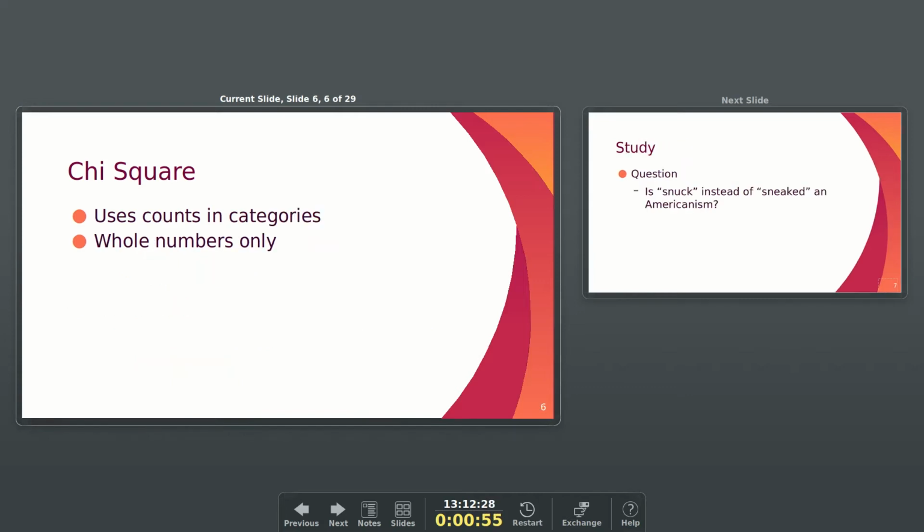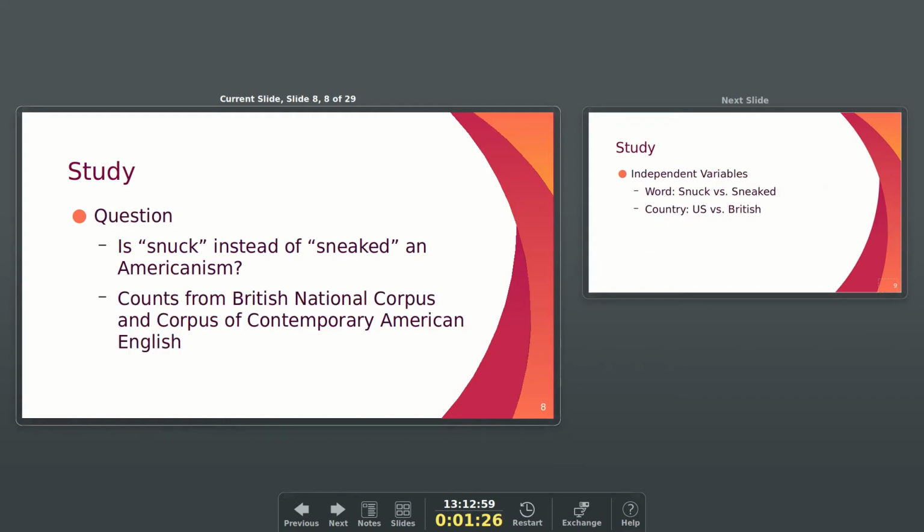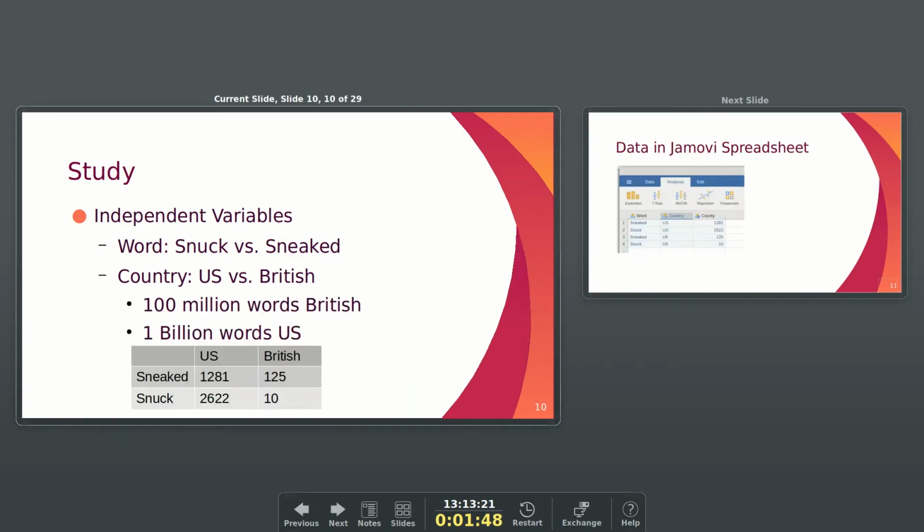In both cases, chi-squares only use counts placed in categories, which means that they involve only whole numbers. As an example, we're going to look at whether snuck instead of sneaked is an Americanism. In order to do so, I've got counts from both the British National Corpus and the Corpus of Contemporary American English. The independent variables here are word, snuck versus sneaked, and country, US versus Great Britain. And here are the results.